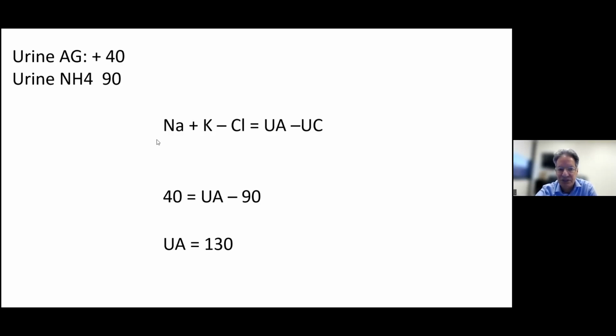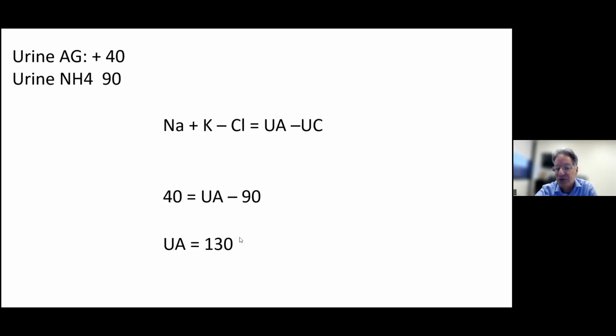But the important point is that the sodium plus potassium minus chloride does not just reflect UC, which is NH4 plus. It's the unmeasured anions minus UC. So if we know that the anion gap is 40, we can plug in the 40, and we know with certitude the unmeasured cations are 90 because we measured the ammonia. That tells us that the reason for the discrepancy is because the unmeasured anions are 130. Now, normally, the unmeasured anions are much lower than this. That's why you end up with a negative term on this side. It's because the unmeasured anions in normal human urine are less than the ammonia concentration.